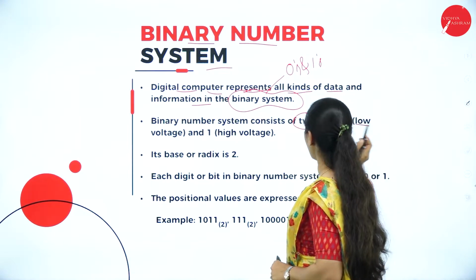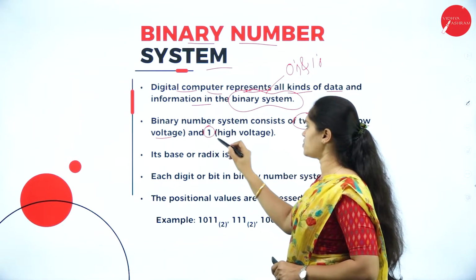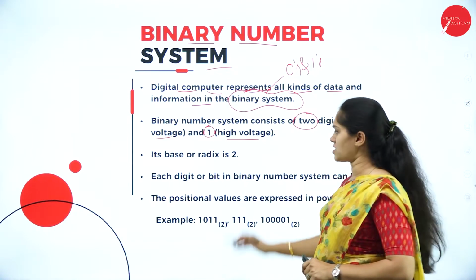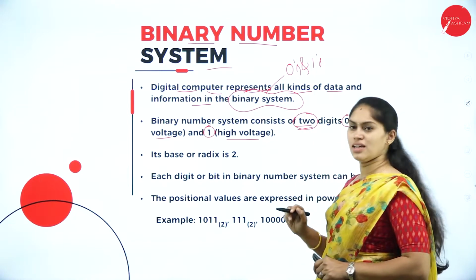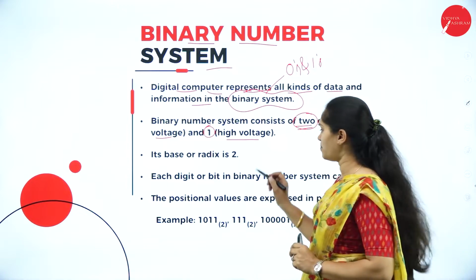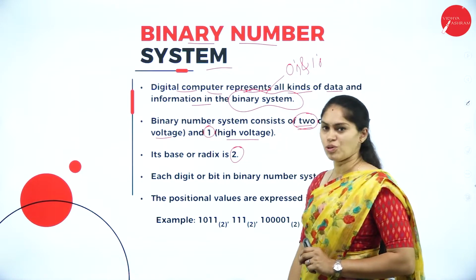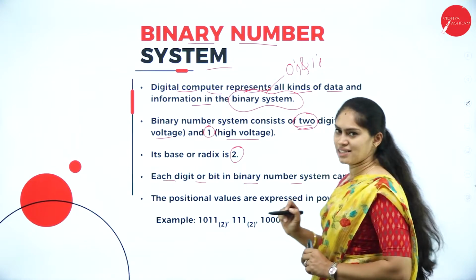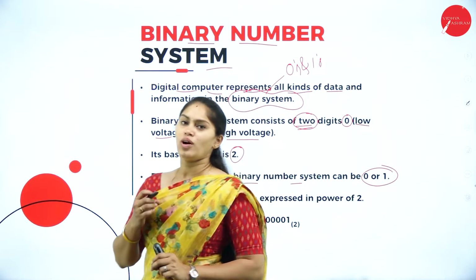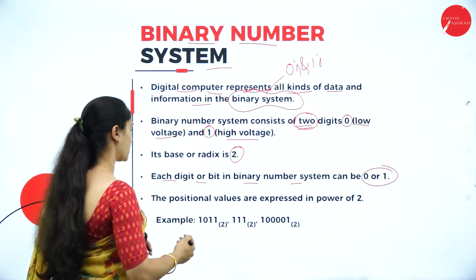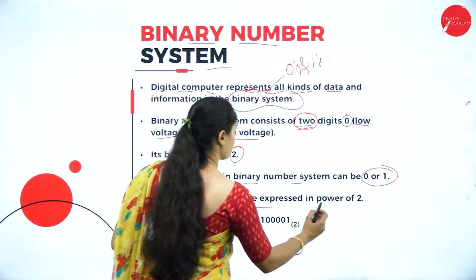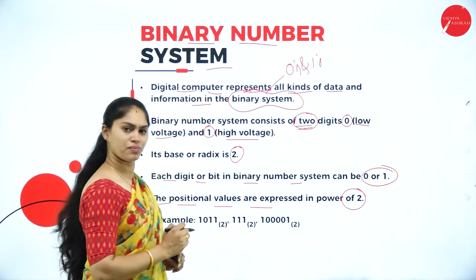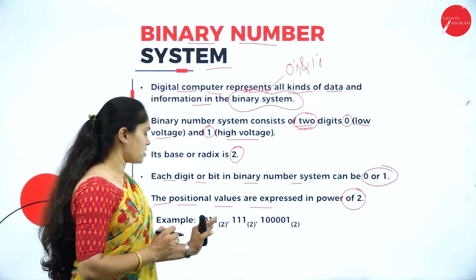So it consists of 2 digits. One is 0, which we can call a low voltage. If it is 1, then that is a high voltage. If it is having only 2 digits, then its base or radix will be 2, and each digit or bit in a binary number system can be either 0 or 1. Then what is its power? How will it be expressed? The positional values are expressed in powers of 2. Here you can see the example 1011.